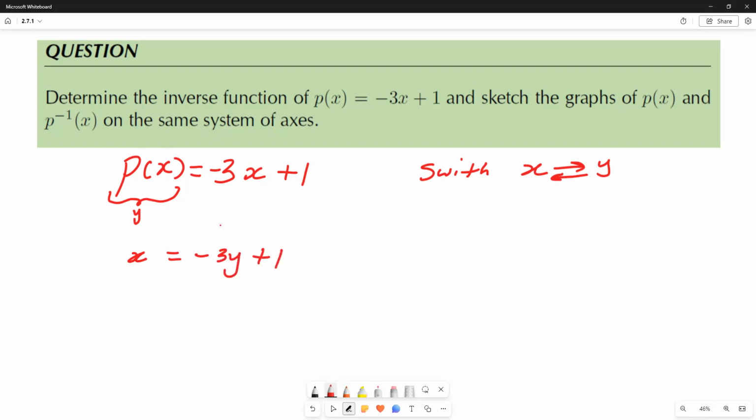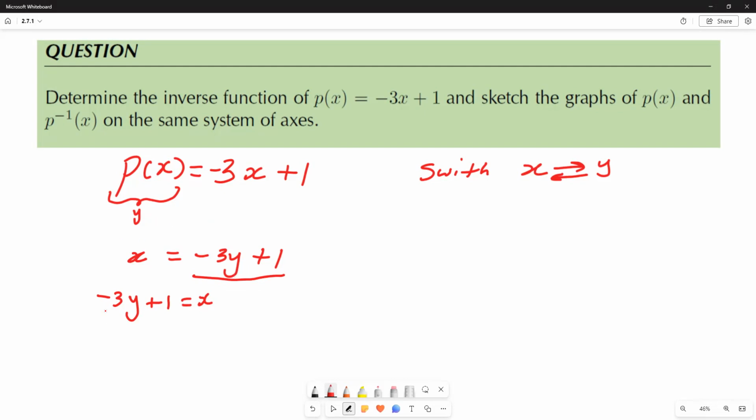And then after switching, you need to write it in terms of x. So y must be the subject of the formula. Let me write it this way: minus 3y plus 1 equals x. I didn't change everything; this part is still there. I just switched my left and made it my right, and my right made it my left. That doesn't affect the equation.